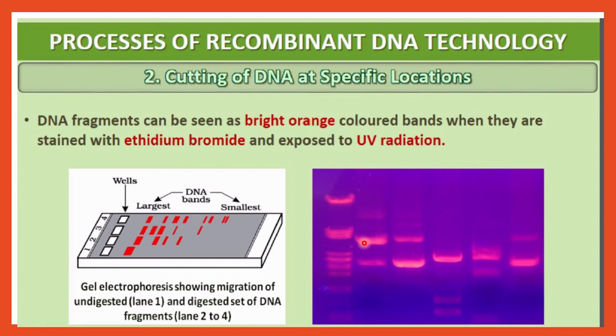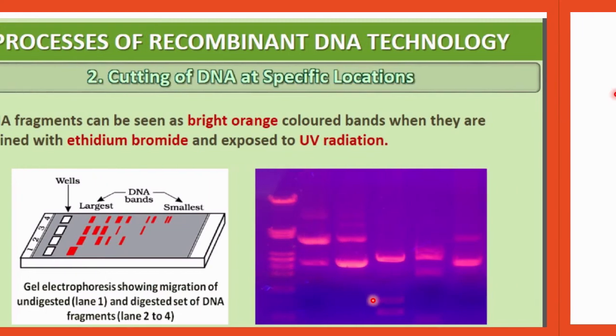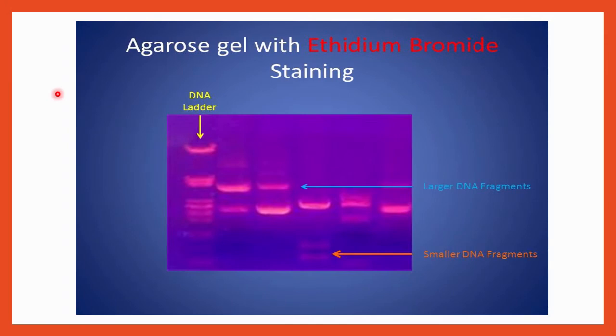If you observe that in the UV chamber, you will see fragments like this. Let me explain more. This is the agarose gel with ethidium bromide staining. Here you can see the DNA ladder and the fragments. This is the smaller DNA fragment, which is lightly colored. The larger DNA fragment is darkly stained, and it will be visible under the UV chamber only after staining with ethidium bromide.